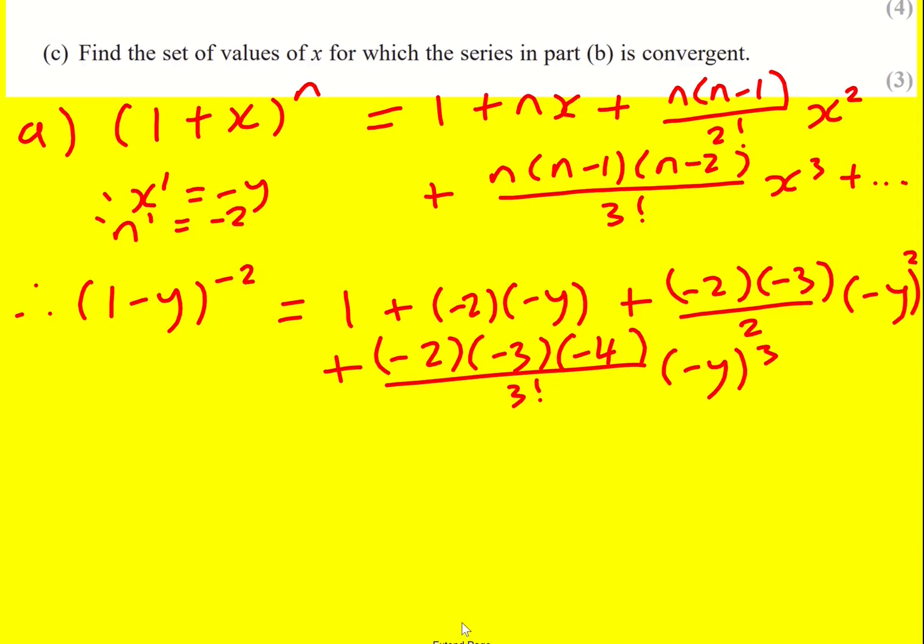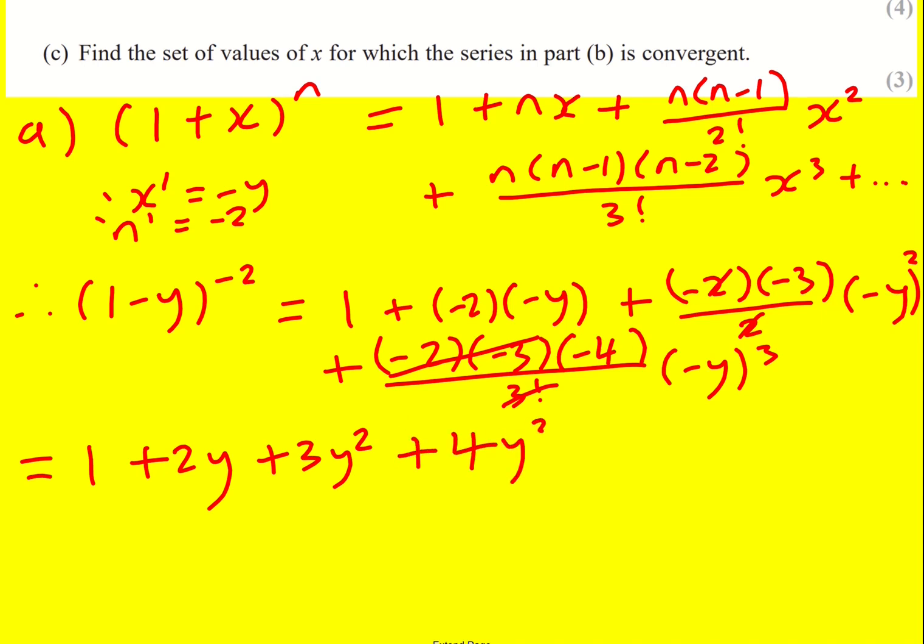And this can be simplified. Give me 1 + 2y. Here, the double negative is going to cancel, and that 2 is going to cancel with that 2. Then (-y)² will be y², so I'll get + 3y². And here the -2 times -3 will cancel directly with the 2 times 3. I'll get a negative from the triple minus, (-y) cubed, which will cancel with that -4. So I'm going to get this as my answer.